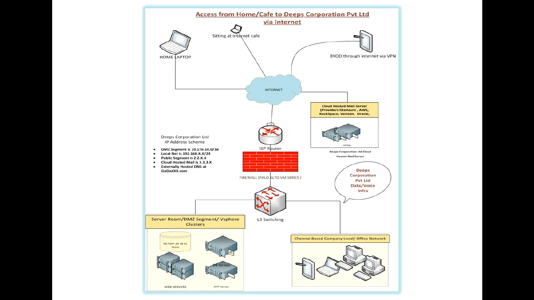Coming to the fourth section, that is the cloud hosted email server. The IP address is 3.3.3.x. Actually, the mail server has been hosted in the Amazon cloud with an HA pair. HA is high availability pair. It is in active/passive mode.